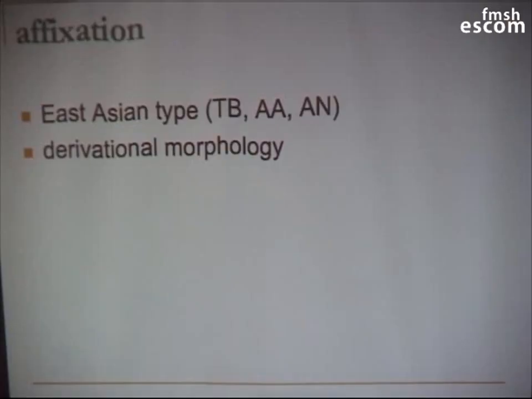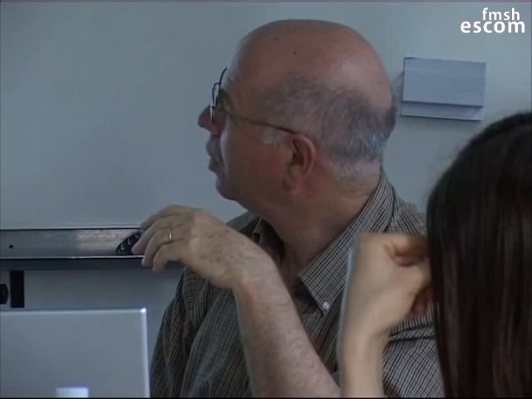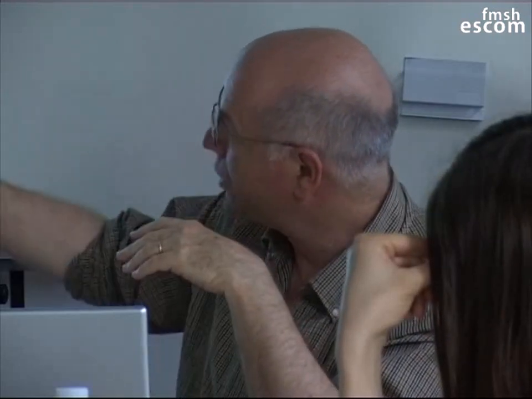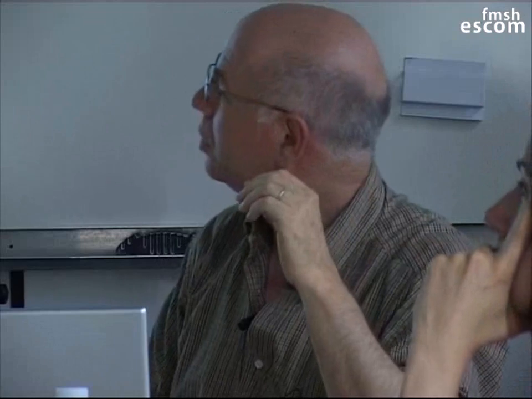In what way is it of that type? Well, it's mostly derivational. That is, you don't use affixation to create conjugations or declensions, as in Latin. Although you do have some kind of conjugation in Tibeto-Burman languages, due to the integration of personal pronouns, that seems to be a secondary development. So it's mostly derivational morphology. What's derivational morphology? It's morphology that serves to create new words, not morphology that serves to create things like declensions and conjugations.